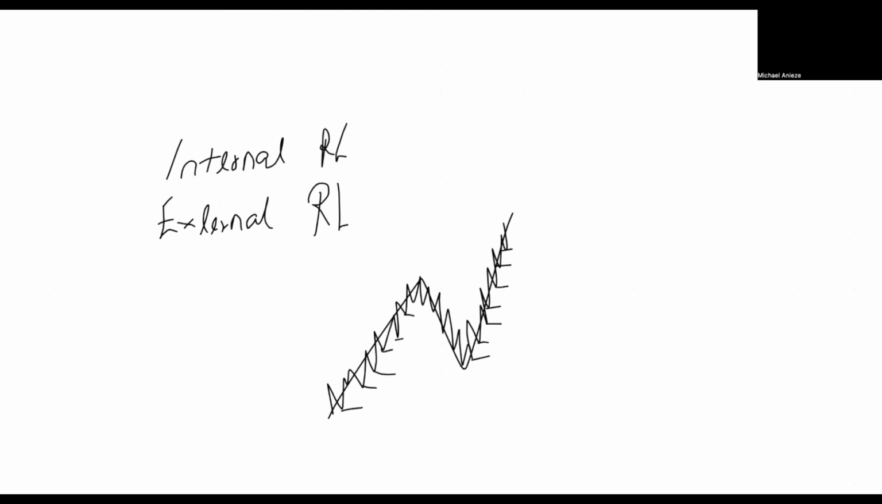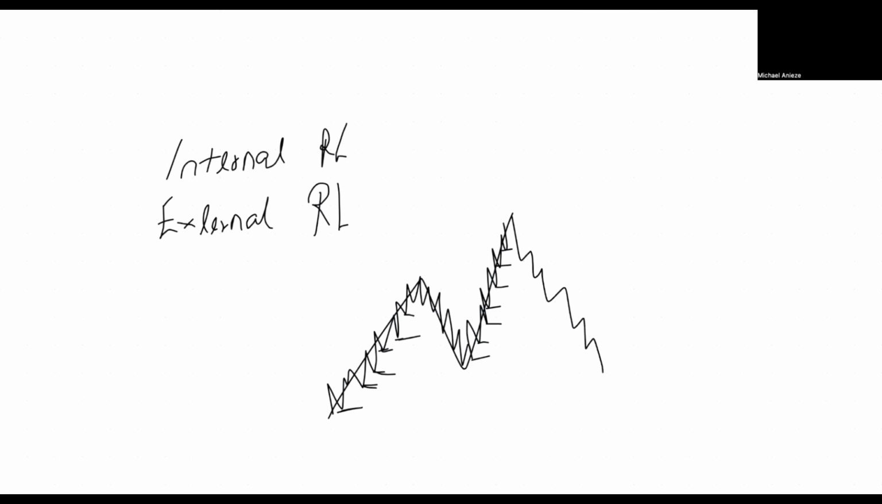Now, once you're looking at internal structures, I want you to understand something. You see, all these internal structures become what? Internal range liquidity. And it is possible for price to come down and take out all this internal range liquidity, right? It is possible for price to come and take out all this internal range liquidity right here. Now, these are internal range liquidity, right?